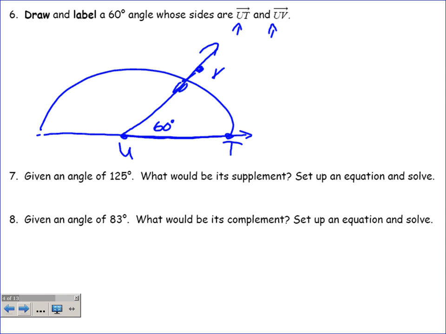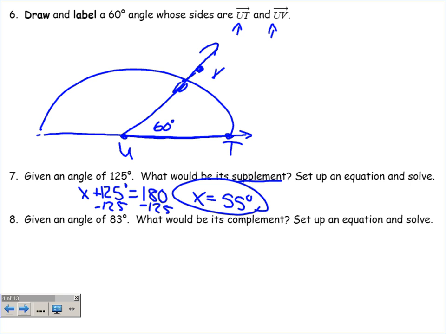Number 7 says, given an angle of 125 degrees, what is the supplement? Set up an equation and solve. Remember what that means? We have x plus 125 degrees equals 180 degrees. So we're talking about supplements. Supplements always go to 180. You would then subtract 125 from both sides. X would equal 55 degrees.